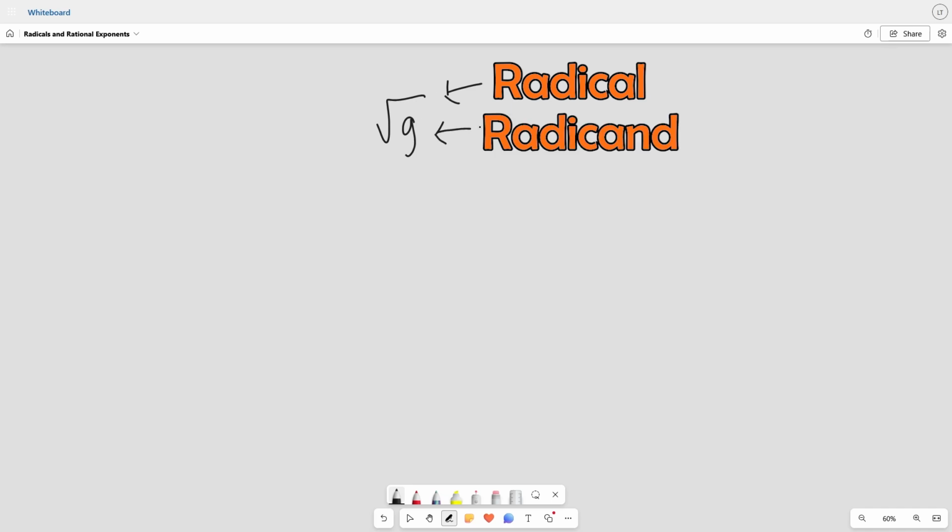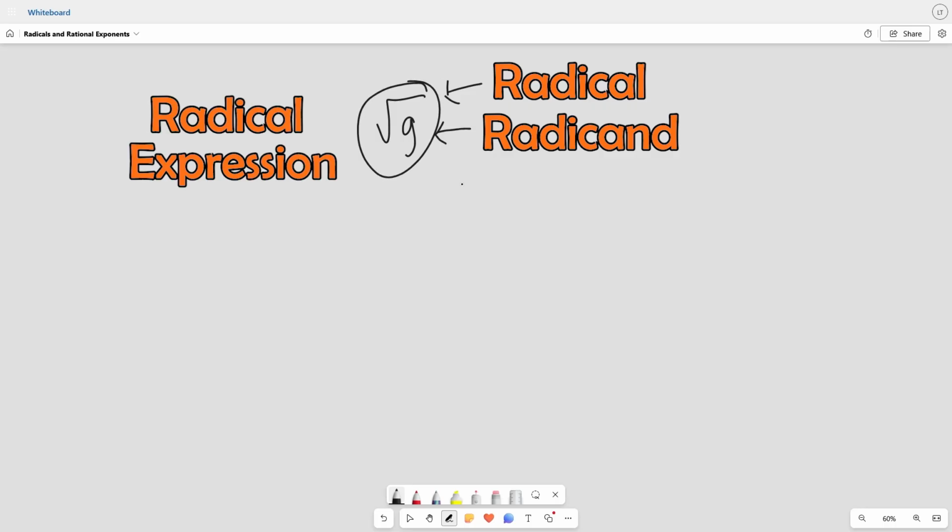What is a radical expression? A radical expression is something like this. So you see we have this square root. This is the radical, and whatever is on the inside of the square root is called the radicand. And this whole thing is called a radical expression.